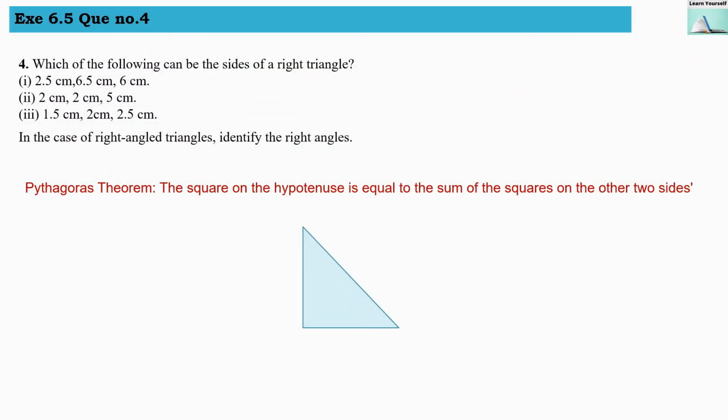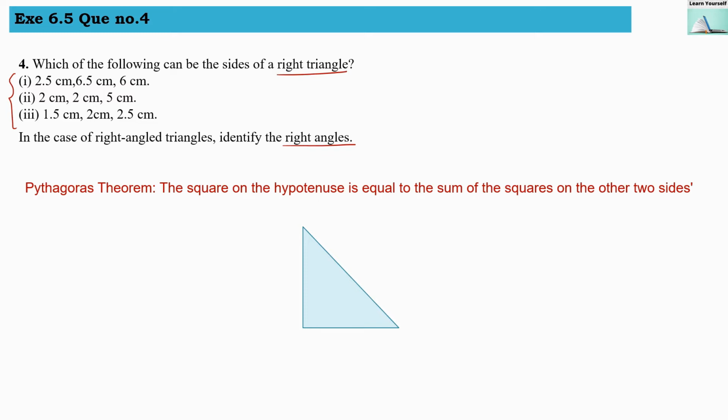Exercise 6.5, question number 4. Which of the following can be the sides of a right angle triangle? There are three numericals for that. We have to check for each and every one whether the triangle is right angle or not. In case of a right angle triangle, identify the right angle. So which will be the right angle, that we have to find out.